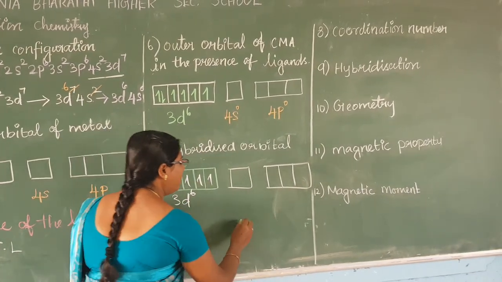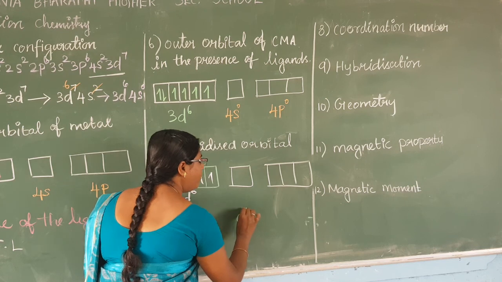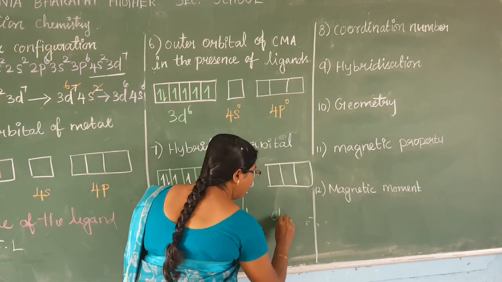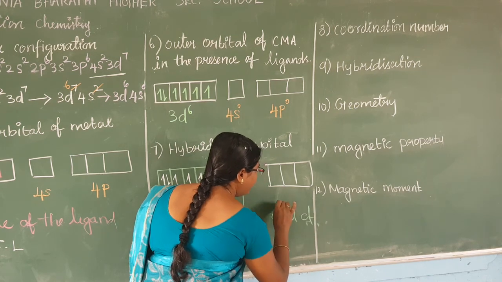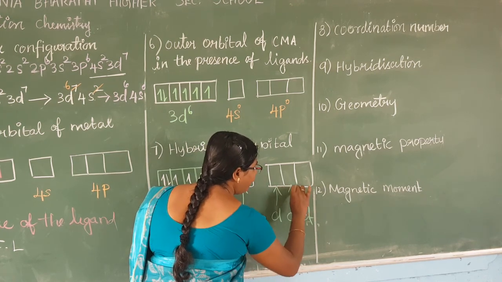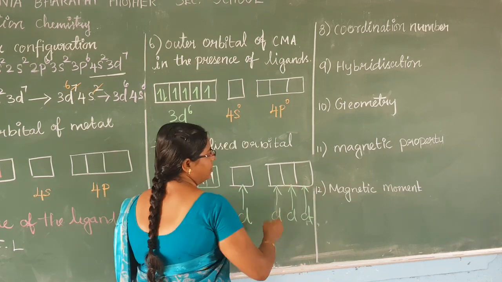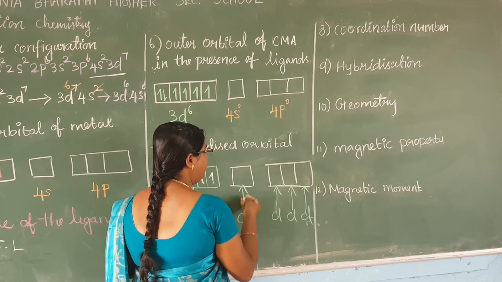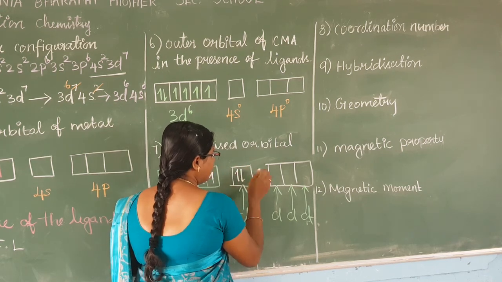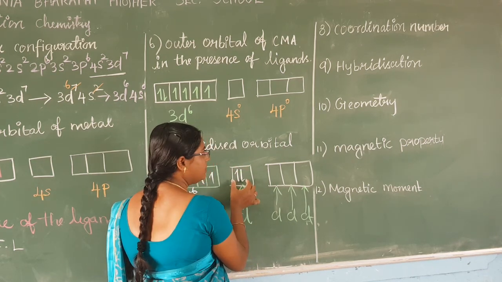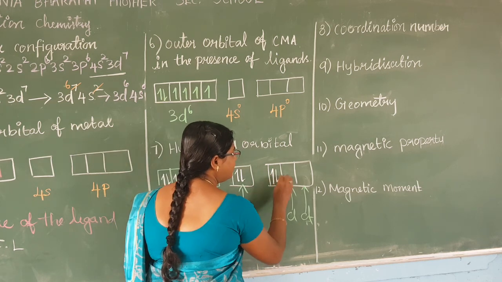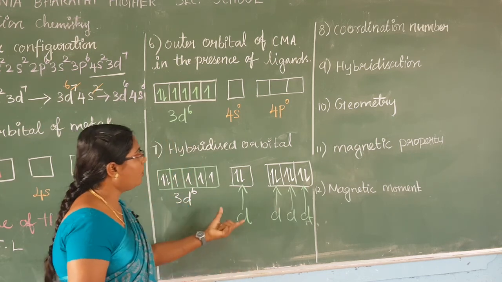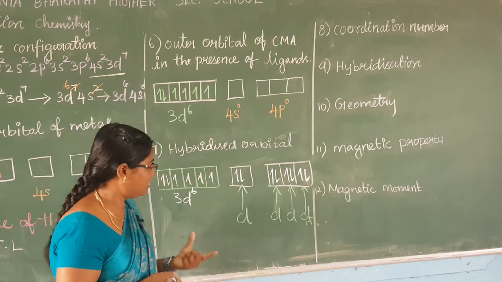One chlorine will donate a pair of electrons to the s orbital, and the remaining 3 chlorines will donate a pair of electrons to the p orbitals. If they are donating a pair of electrons, how can I represent it? I can represent it like this. This is one pair of electrons and this is also a pair of electrons. In this way the hybridization takes place.